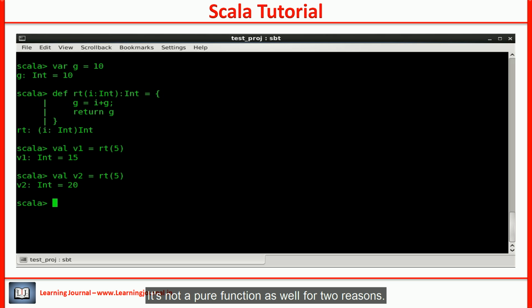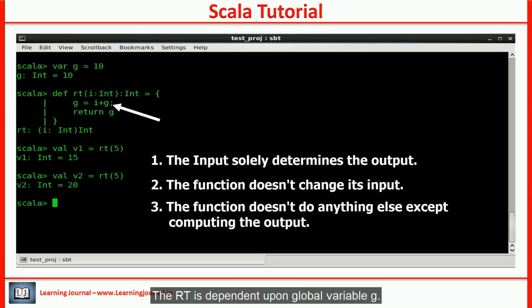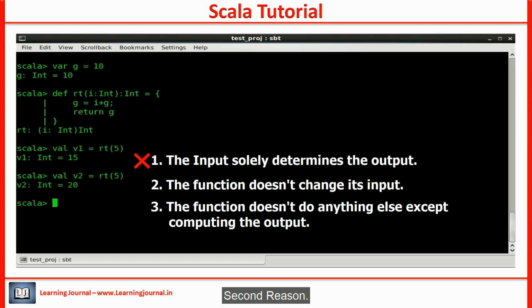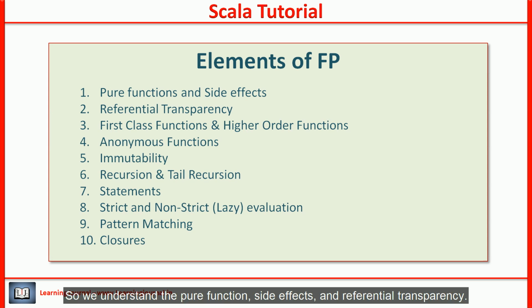It's not a pure function as well for two reasons. First reason, the rt is dependent upon global variable g. So, the output is not solely determined by the input parameter. Second reason, it modifies an external variable, so it has a side effect. So, the referential transparency fails for this function and it's not a pure function. Great. So, we understand the pure function, side effects and referential transparency.